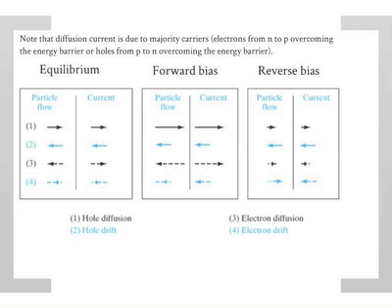And the equivalent thing happens for electrons. For electrons, again, we reduce the energy barrier here by applying the forward bias. So the electrons go across from lots of electrons on the N side.